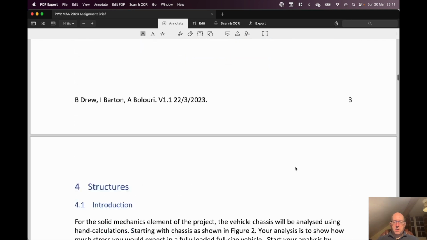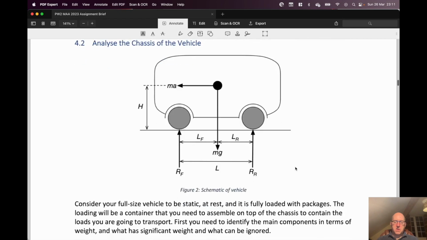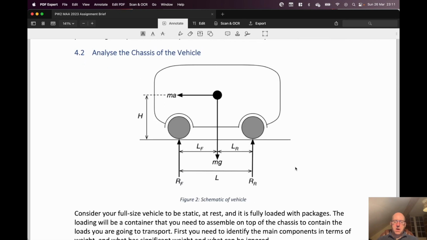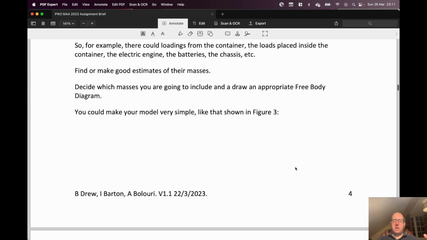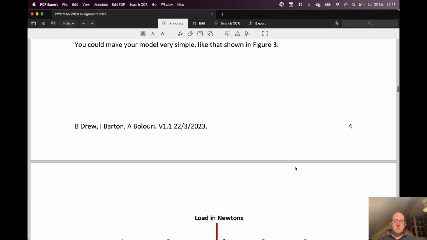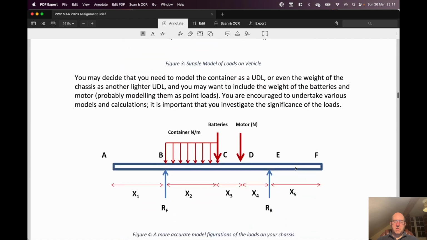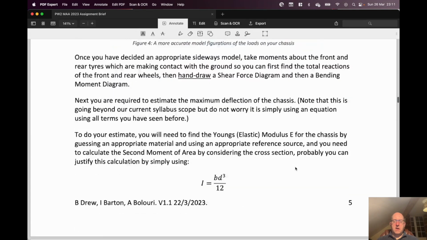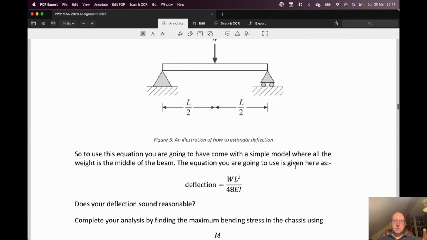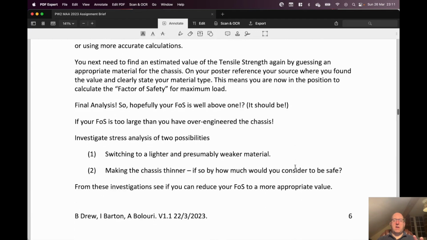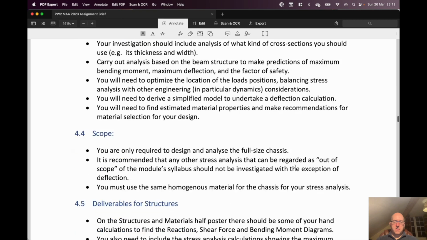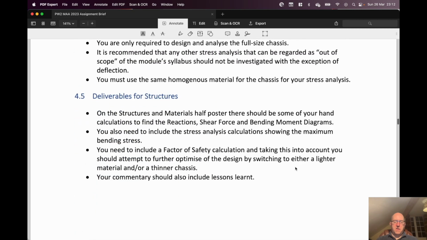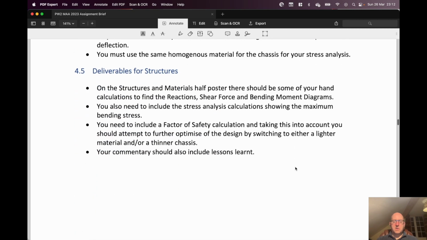So like I said, I'm not going to cover the details of the structures, but you can see we've got some diagrams in here. There'll be requirements to do things like shear force and bending moment diagrams. So we've got some explainers in here, some calculations, factor of safety calculations, deflection calculations, those sorts of things. And there's a list of objectives there, the scope, and then these are the deliverables that's required for structures.